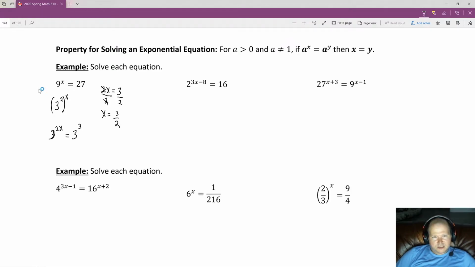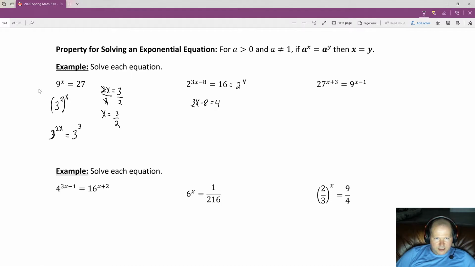Okay, let's try the next one. The first one's 2, which is a prime number, so you don't have to do anything. But the prime factorization of 16 is 2 to the fourth power. So what you end up with is 3x minus 8 must be equal to 4.